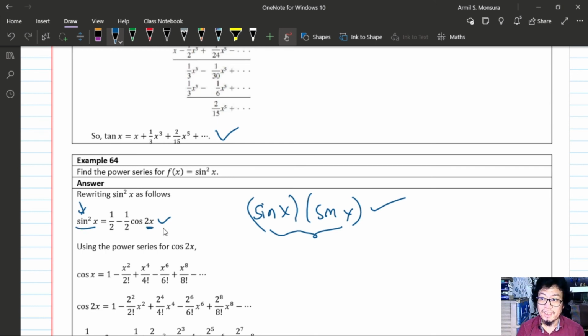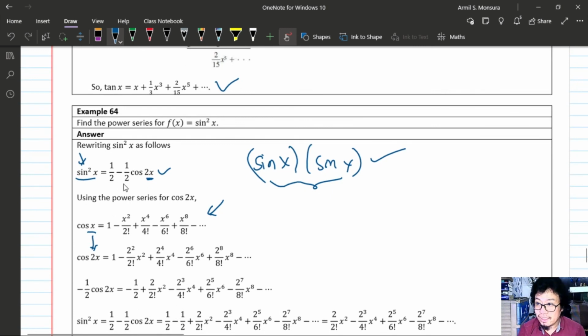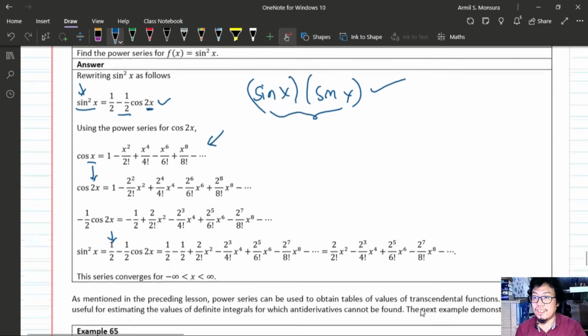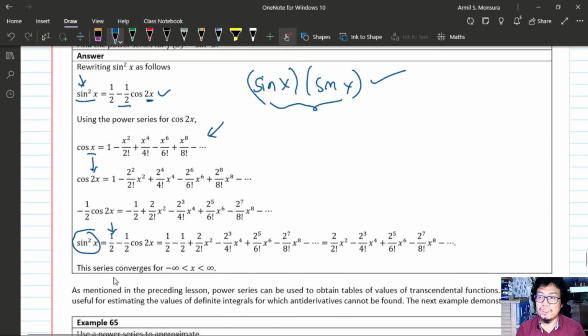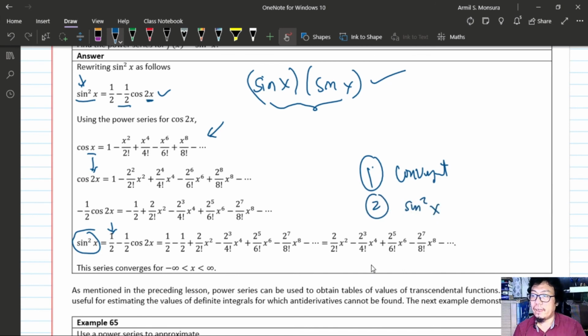of cosine. Now start with the series for cosine x, replace x with 2x, and then you multiply the entire cosine 2x series with negative 1 half, and then you add 1 half to the series. So you'll get the series for sine squared x. Again, check if this is convergent, and check if this converges to sine squared x.